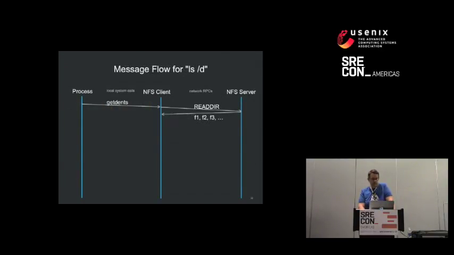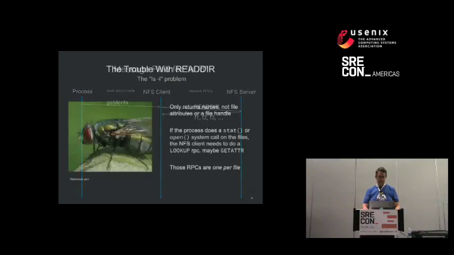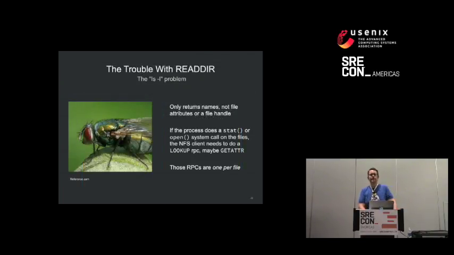And so the message flow, in this diagram, we have the application process on the left, we have the NFS client code in the kernel in the middle, and we have the NFS server on the right. So the left-hand arrows are local system calls. The right-hand arrows are network RPCs, which are probably 1,000 times slower. So when you do the ls -d, you get a single getdents call, which gives you a single readdir network RPC, which then returns you a bunch of file names. All very easy. So the problem with readdir is that it does not handle the ls -l case.